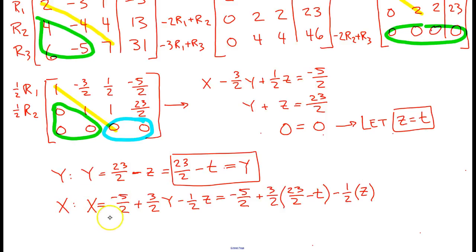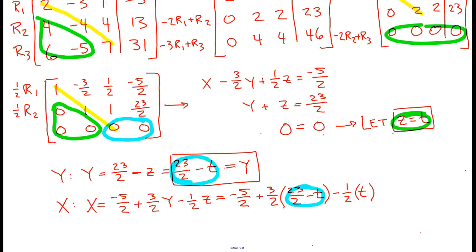So I've rewritten my equation as x equals negative 5/2 plus 3/2 y minus 1/2 z. The next thing I did is I plugged in my expression for y right here and my expression for z, which is just t, right here. Oh, folks, that's a mistake. That should be a t. Let's fix that. That should be a t. So the only thing that should be in this equation for x are numbers and the parameter t.